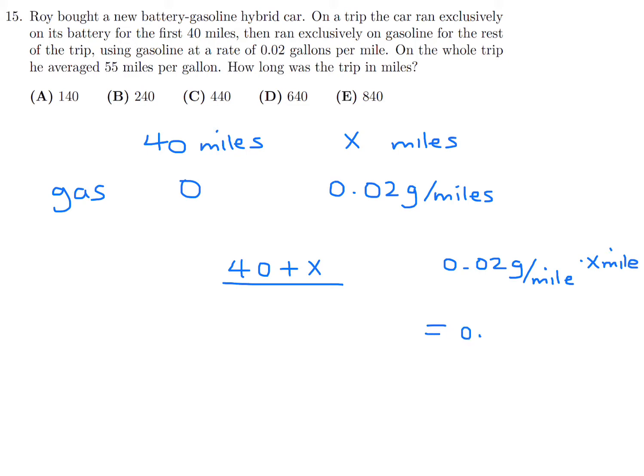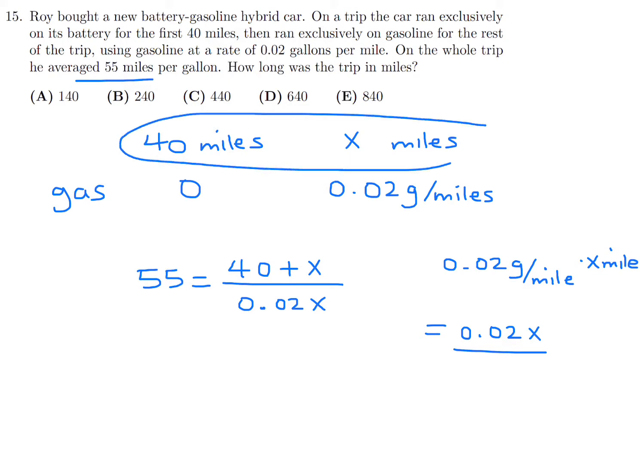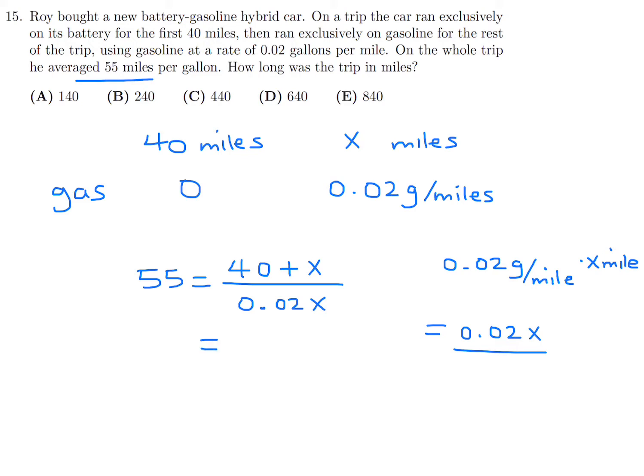It's 0.02x. This is the number of gallons. And that's what you put in the denominator here, 0.02x. And they tell me that average is 55. So this will allow me to calculate x, and then I can add it to 40 to figure out the total distance. All right, so cross multiply and you get 1.1x, and that is 40 plus x.